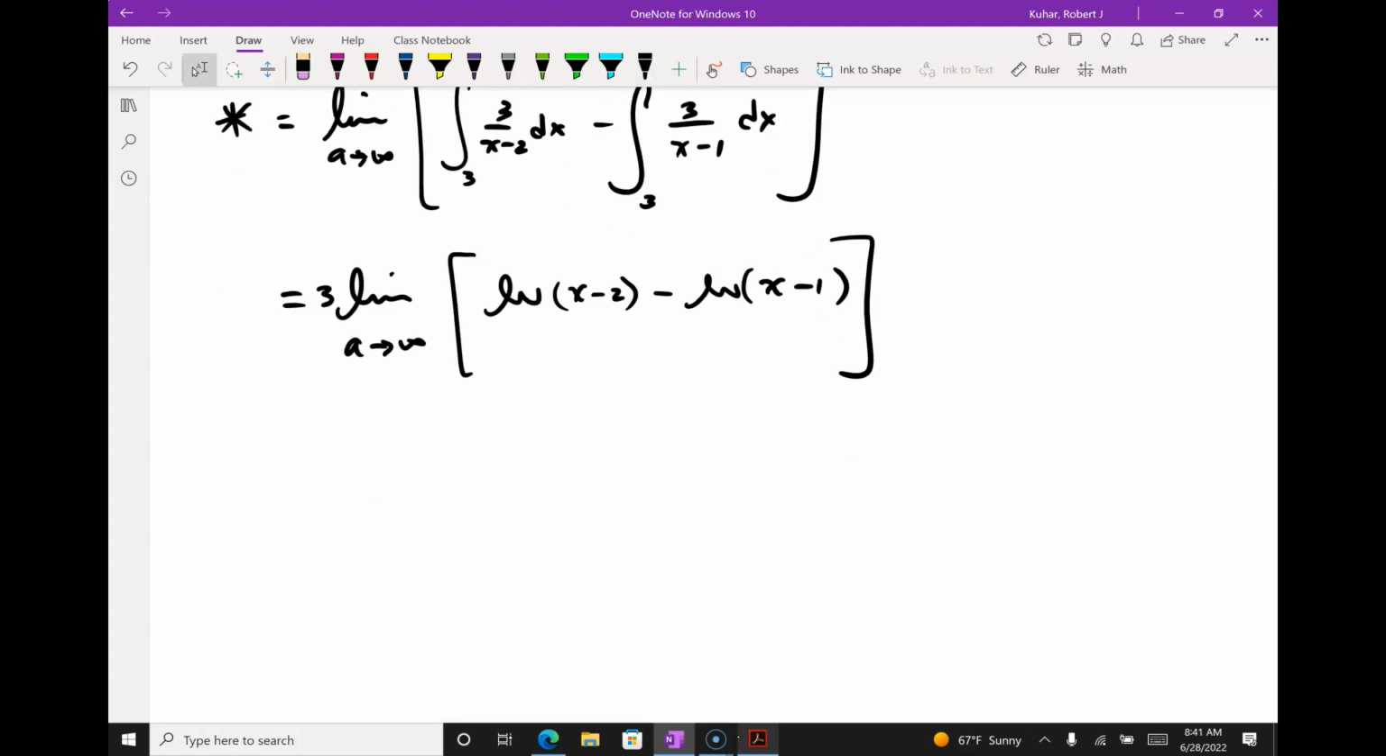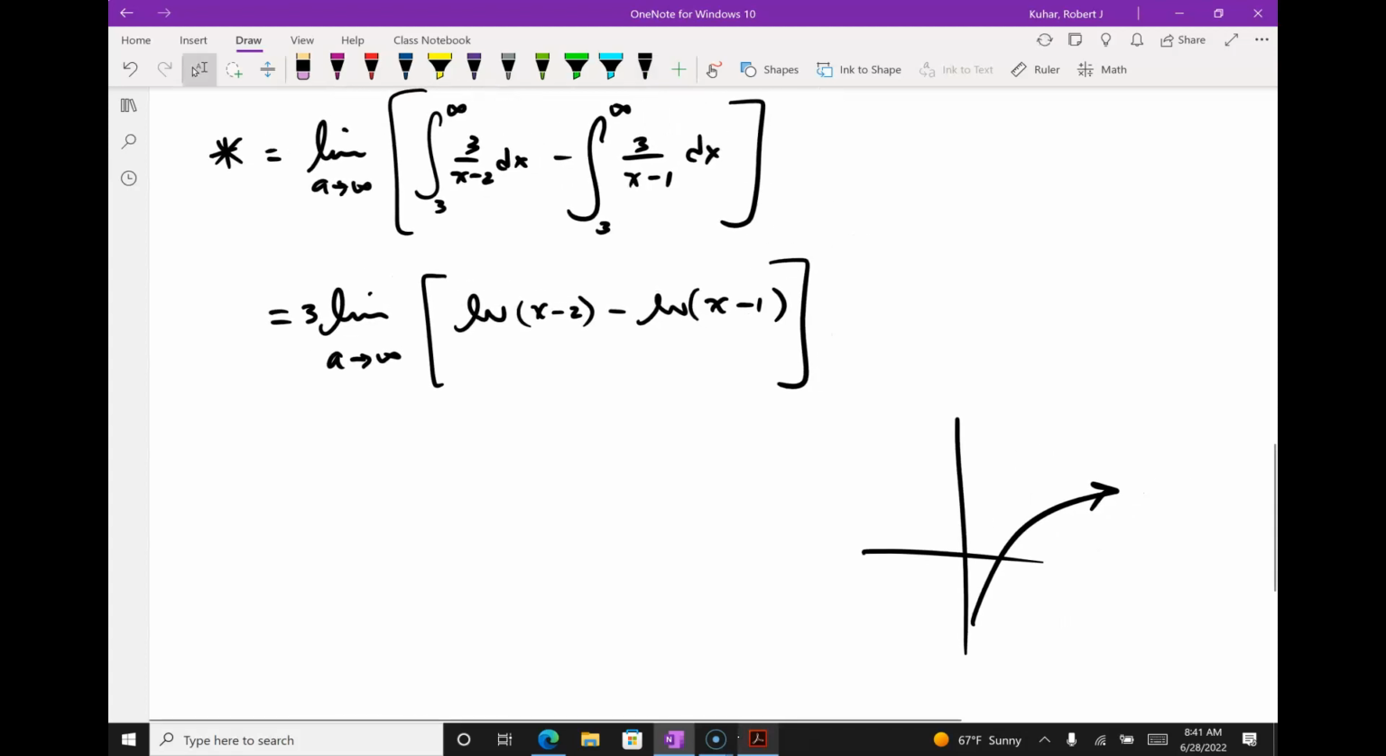Now, look at what happens when I plug in my infinite limit here. I get infinity minus infinity, right? Both of these are ln's clearly going to infinity, right? But infinity minus infinity is an indeterminate form. There are different sizes of infinity. Sometimes infinity minus infinity is 0. Sometimes it's not. So I have to be thinking about how I can turn this into a single fraction.